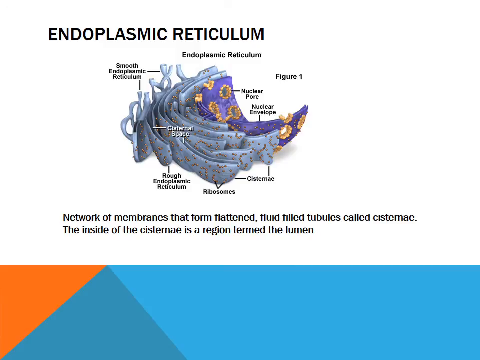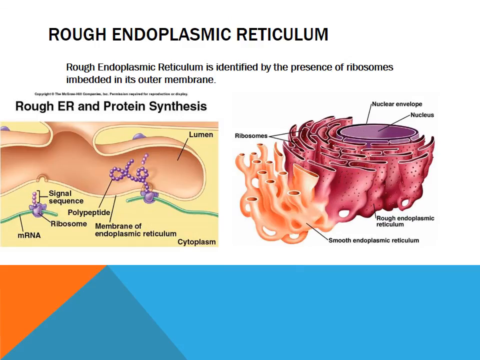Inside of this, you've got this aqueous solution called the lumen. That's where it happens. You have two kinds of endoplasmic reticulum: rough endoplasmic reticulum and smooth endoplasmic reticulum. What do you think the difference is? Yeah, you got ribosomes on one, and what does it make it look like? It makes it look rough. On the other one, you have no ribosomes, which makes it look smooth.